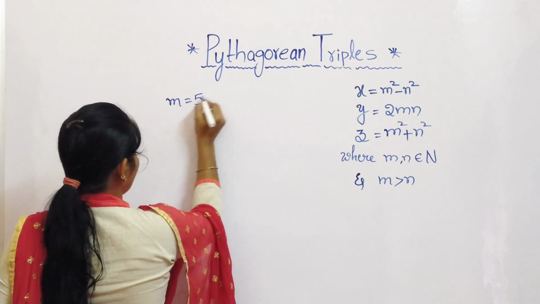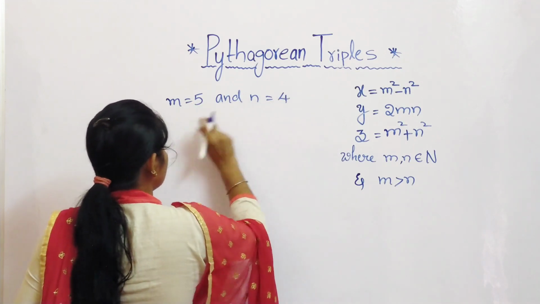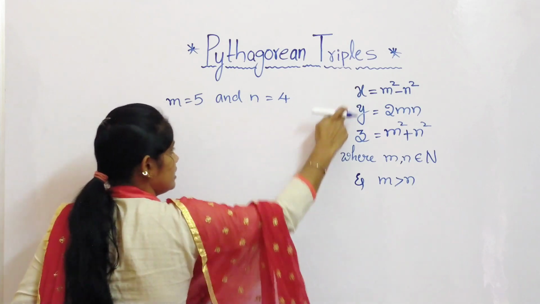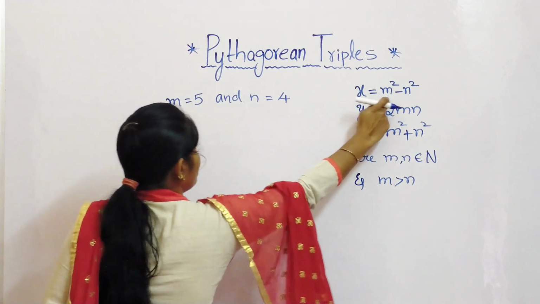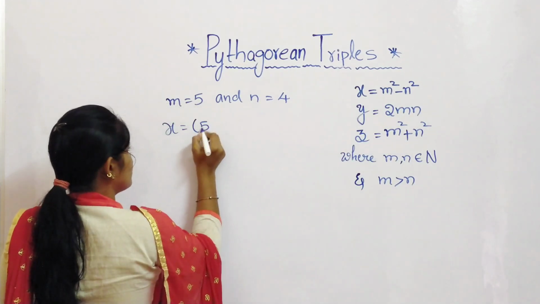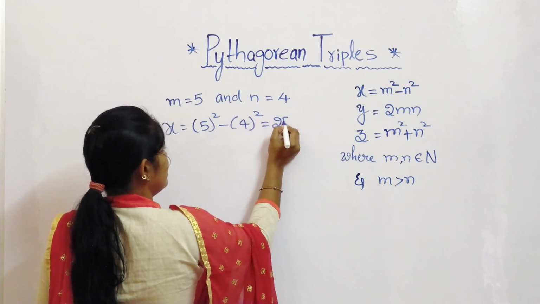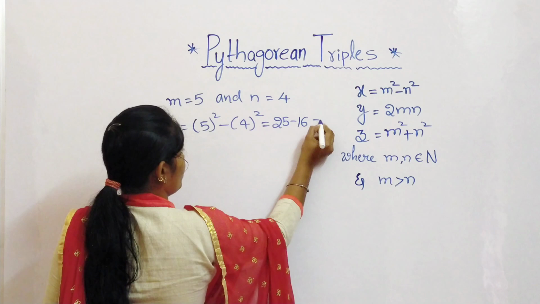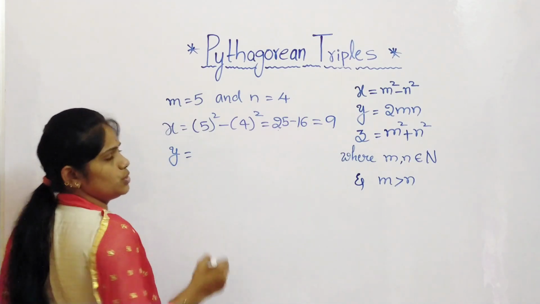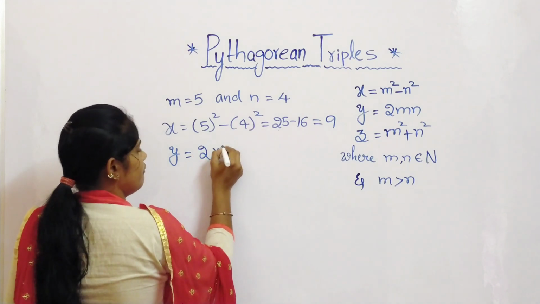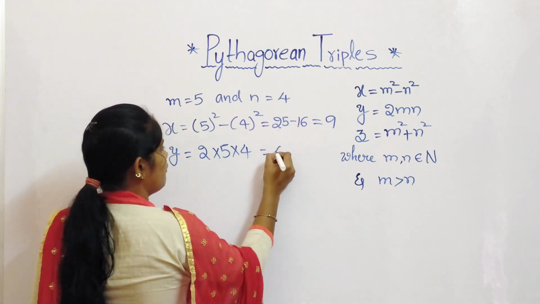Let us have one more example. We will consider the value of m as 5 and the value of n as 4. Now substitute our values of m and n. x is equal to m square minus n square. So 5 square minus 4 square. 5 square is 25 minus 4 square is 16. 25 minus 16 is 9. Next y is equal to 2 into m into n. So 2 into 5 into 4. 2 5s are 10 and 10 4s are 40.